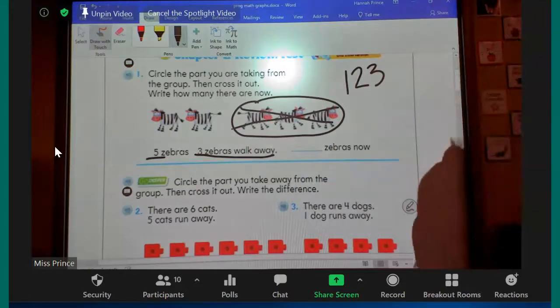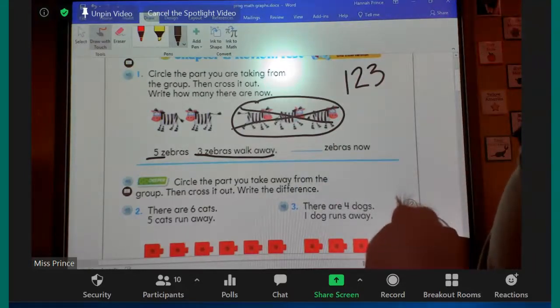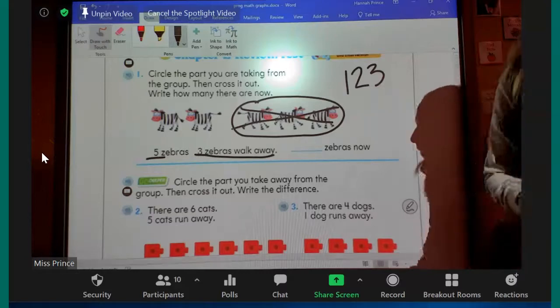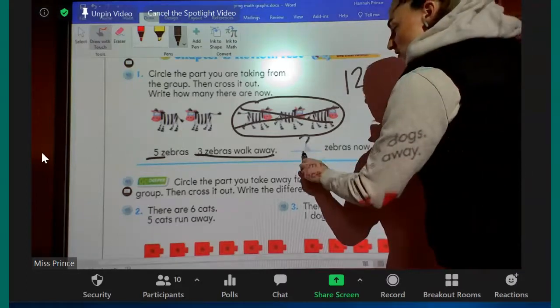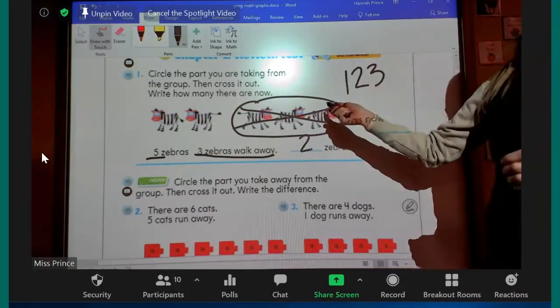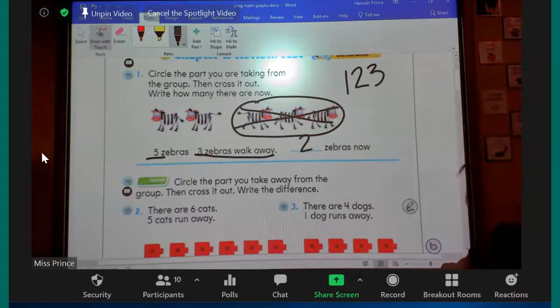So now, Kaya, how many zebras are there now? 2. So we're going to say there are 2 zebras now. As Miss Prince does this in her book, I want to make sure you guys do it in your book.